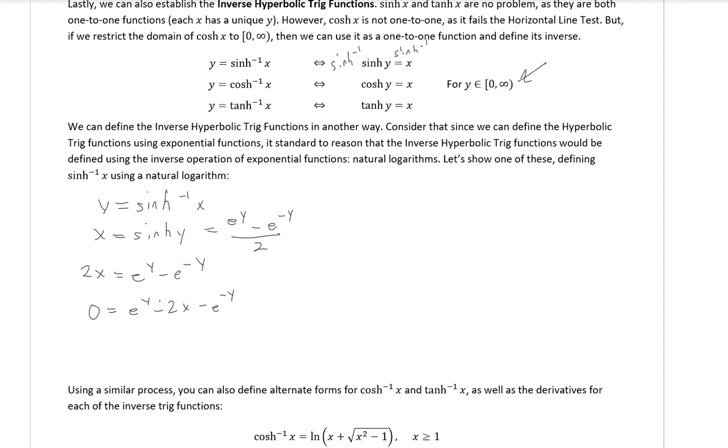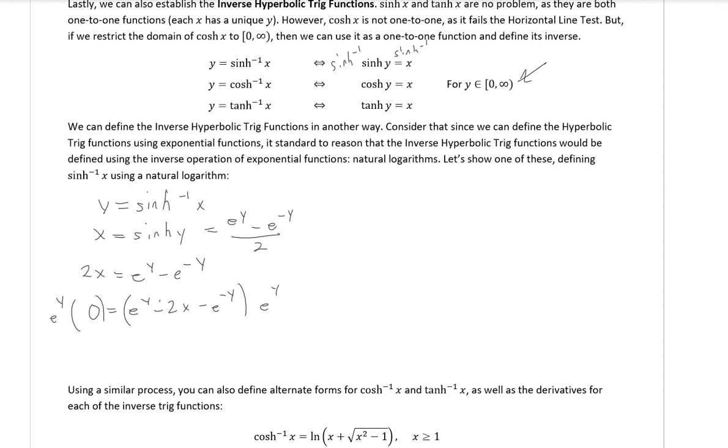Our overall goal here is to try to get y by itself again, without having to use the sinh function itself. Now, that's a little bit complicated, but what we can try to do is make this look like a quadratic. And to do so, we notice that this is similar to a quadratic because we have degree 1, degree 0, degree -1 for those exponential functions. So what we can do is take both sides and multiply by e to the y.